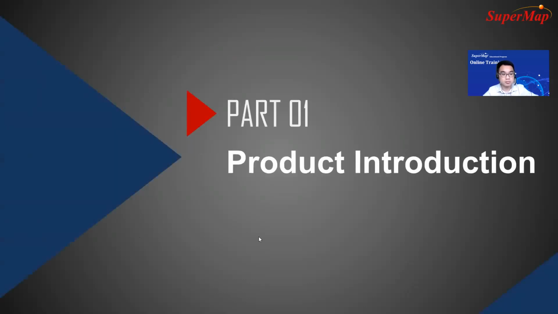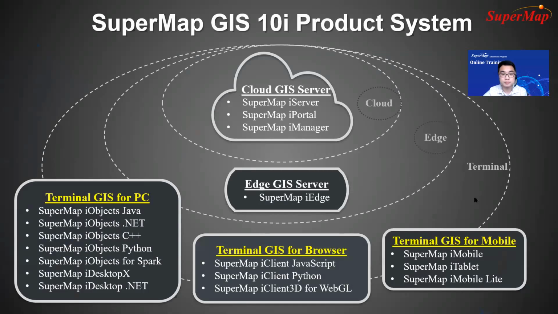Yeah, let's start. The first part, it's product introduction. So you can see, as in this picture, in the center of the picture is our SuperMap JS server. So we call it cloud product. So we have iServer, iPortal, and iManager. And then in the middle is IH product.